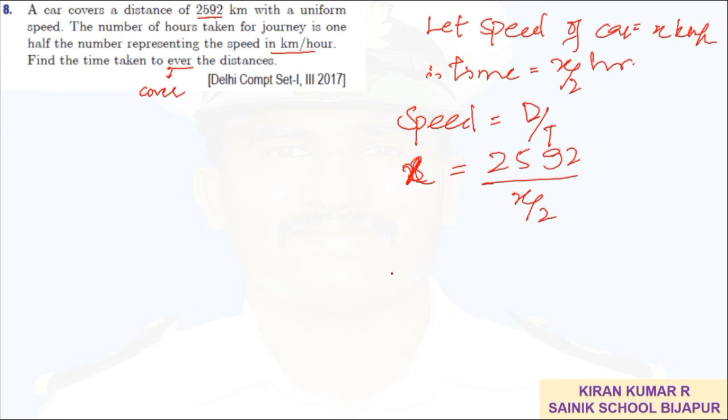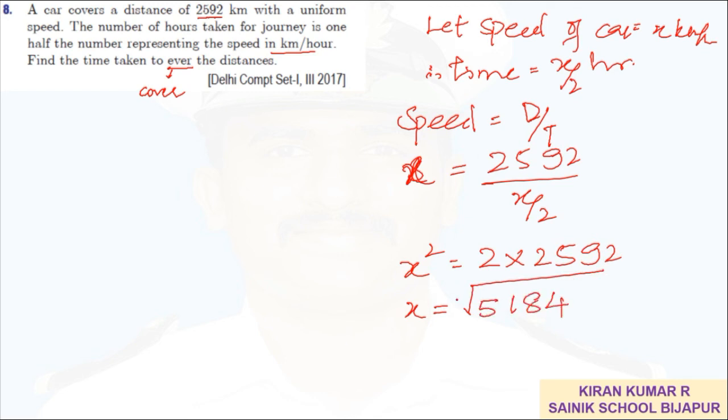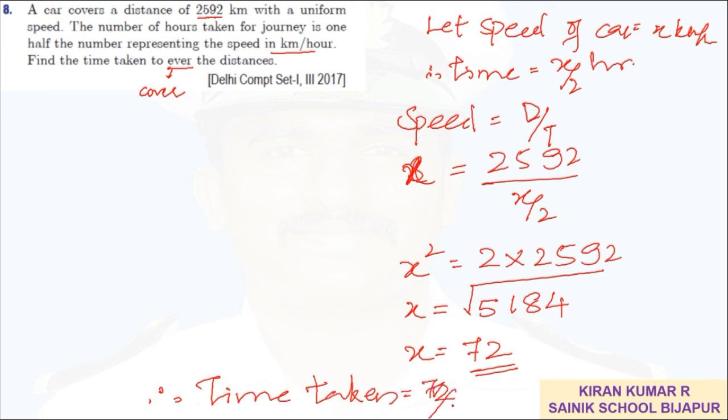On further simplification, we get x square as 2 multiplied by 2592, which is the root of 5184. So we get it as 72. Therefore, the time taken will be half of 72. We get it as 36 hours.